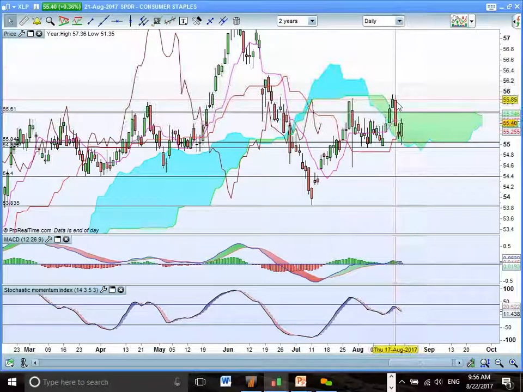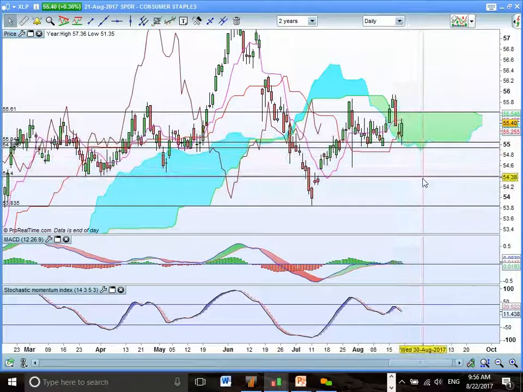Longer-term trade is actually front end of the cloud is indicating that we have a downtrend in place. So if it breaks through the bottom of the cloud, we'll probably go back down to 55 or 53. But from a short-term trading perspective, a rebound from the bottom end of the cloud back up to the top end of the cloud, yeah.